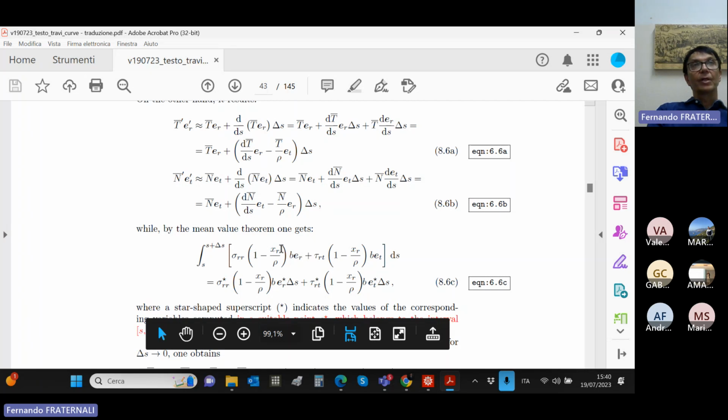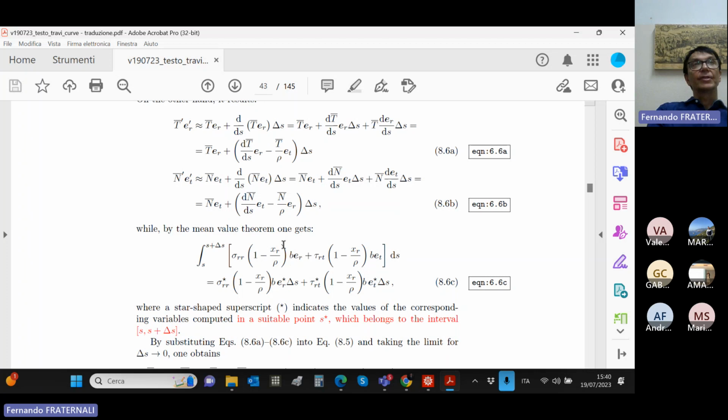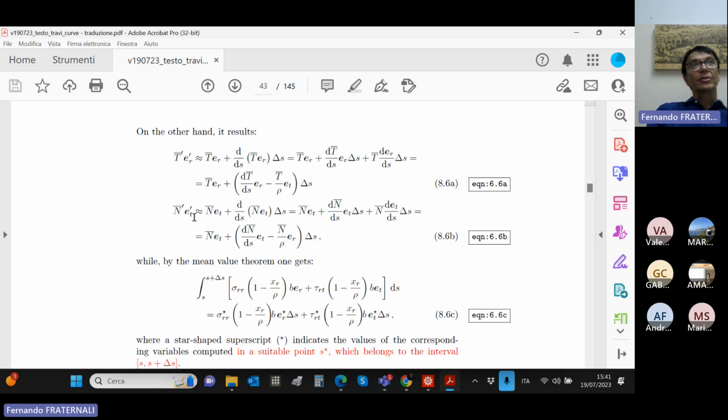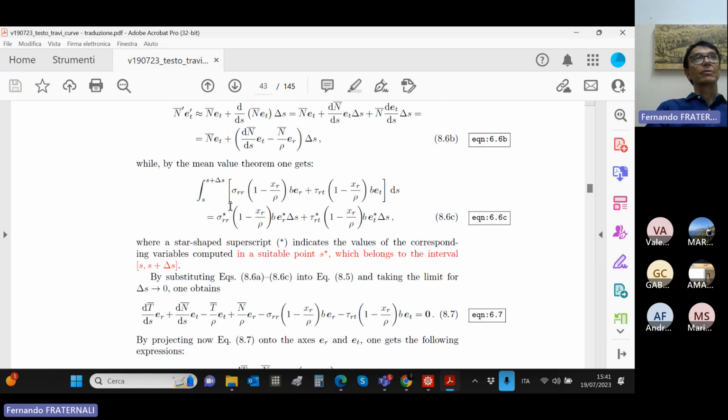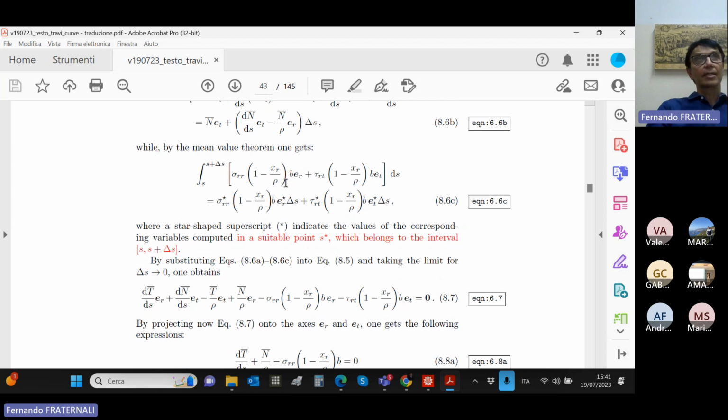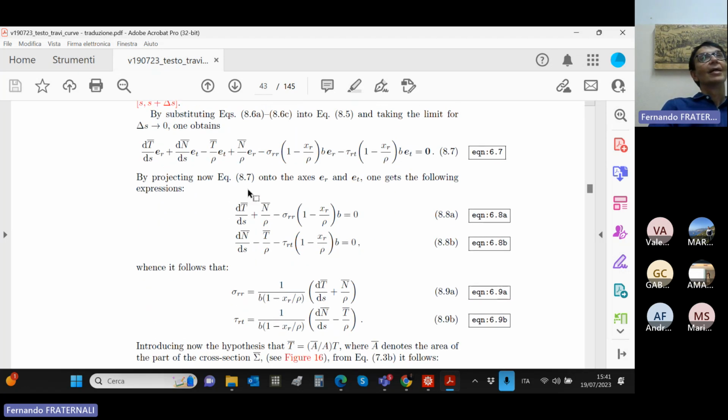We multiply the value at a selected point of these quantities times the amplitude of the integration interval, which is delta s. So this is an application of the mean value theorem. And by replacing these expressions for the forces on the basis of the second base, and this integral of the distributed quantities, sigma RR and tau RT, we go back and obtain this equation.